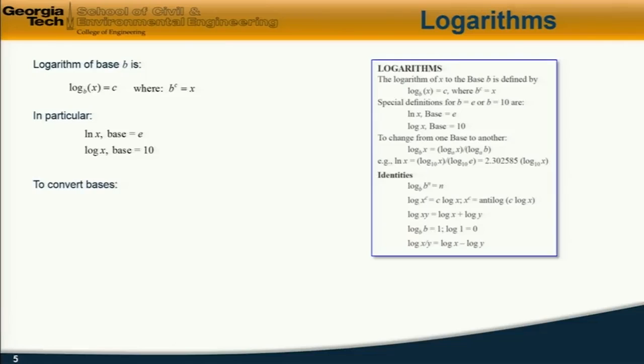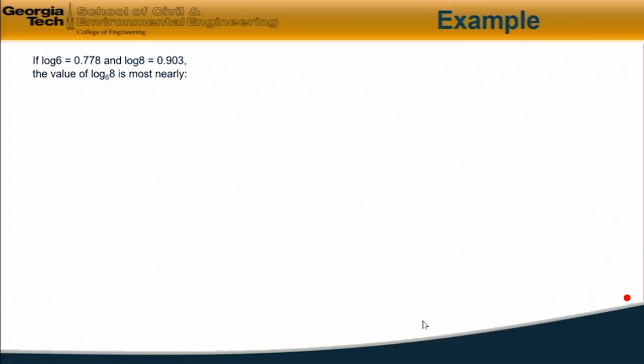To convert the bases of two logarithms, we have this equation here: log b of x is equal to log a of x divided by log a of b. So for an example, we're given that the log of 6 is 0.778 and the log of 8 is 0.903. And because the base is not given here, it's implicitly implied that this refers to log to the base 10. The question is, what is the value of log to the base 6 of 8 out of these four alternative answers?